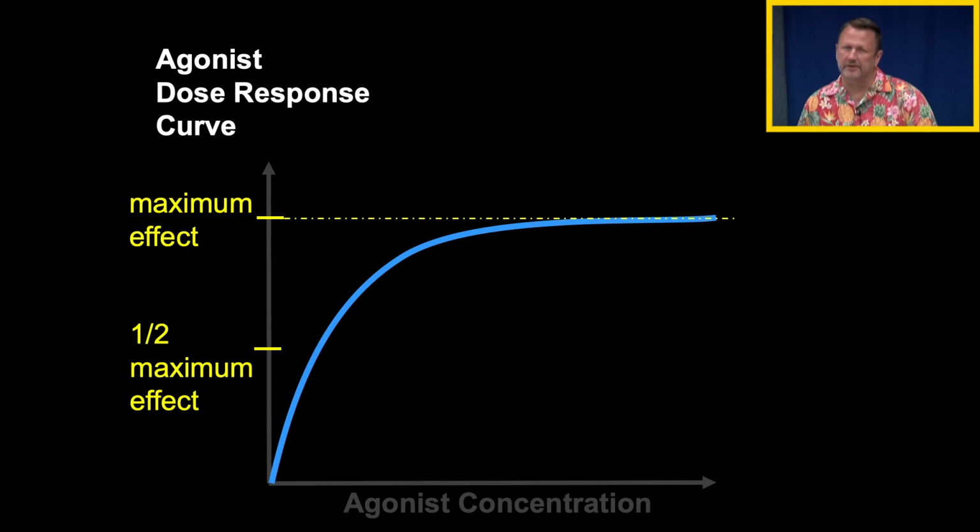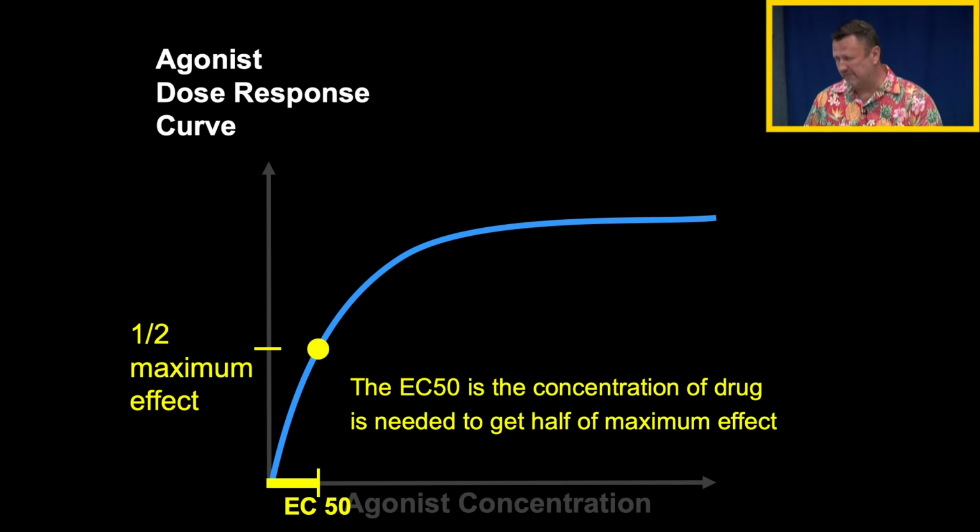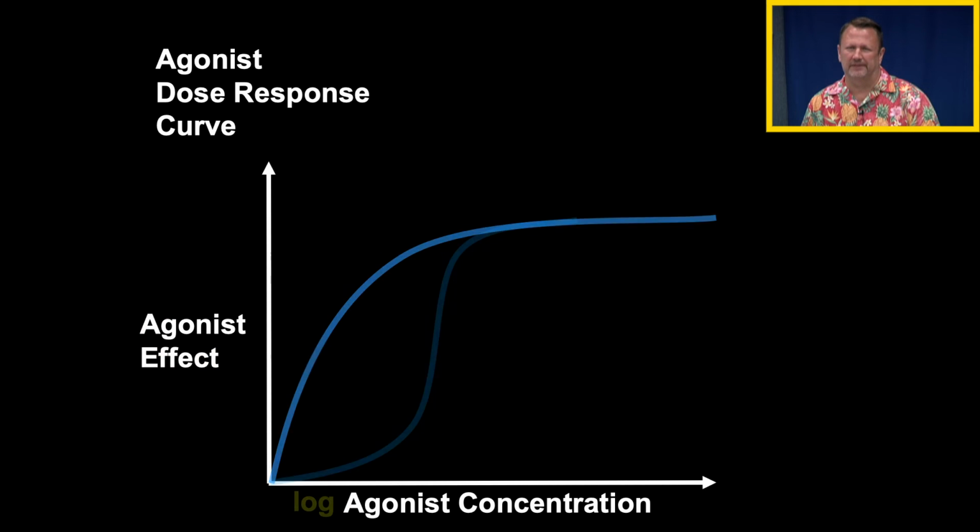What's next here? There's this thing called half of maximum effect. Notice only a small concentration of drug is needed to get half of maximum effect. And that's the EC50, the concentration of drug needed to get half of maximum effect. I don't need you to know too much about an EC50. We're going to try to move through that.